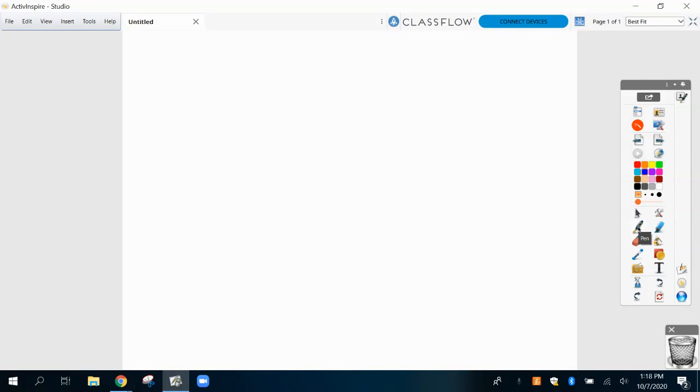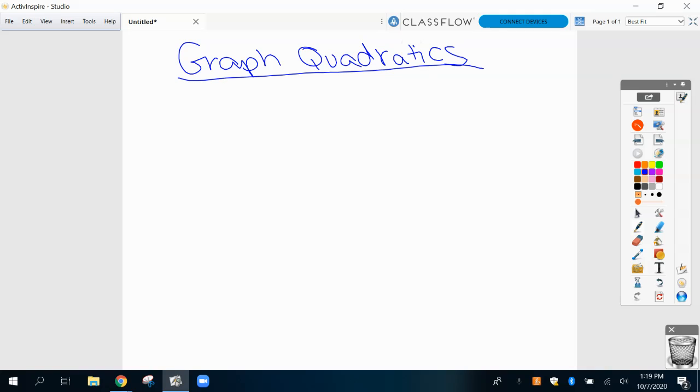So today we are going to talk about how we graph quadratics without using a graphing calculator, okay? So we're going to be graphing quadratics, and we're going to be talking about graphing quadratics in vertex form. Okay, so every quadratic that we look at today is going to be in the form y equals a, and then in parentheses, x minus h squared plus k.